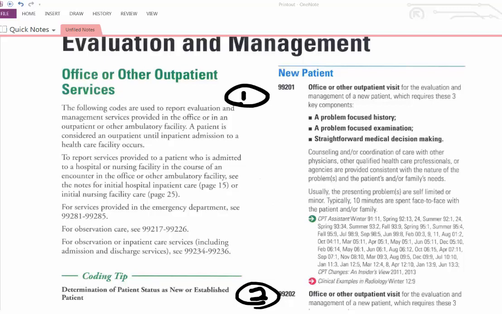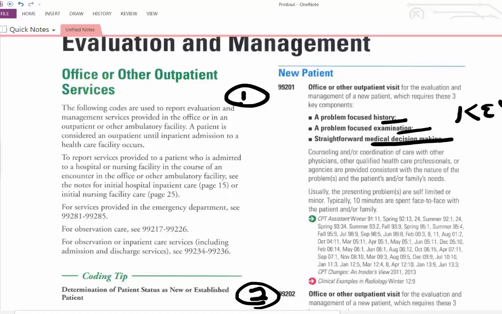So let's look more at CPT evaluation and management leveling. Now notice that many of your E&M codes have 3 square bullets with text in bold underneath them. For example, 99201, you see in bold there is a problem-focused history, problem-focused exam, straightforward medical decision making. So these are the key components.